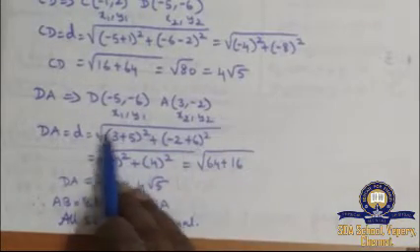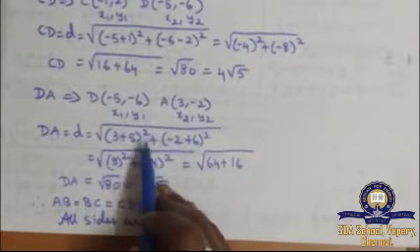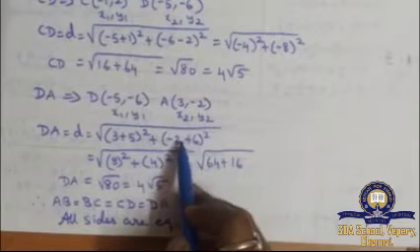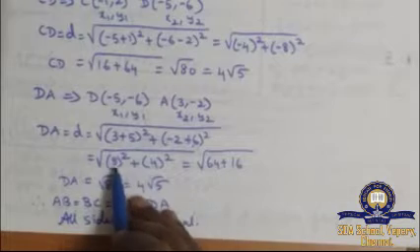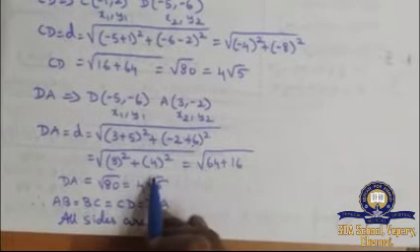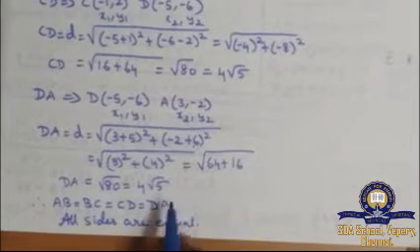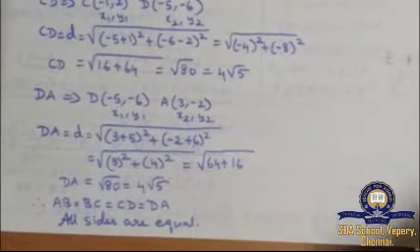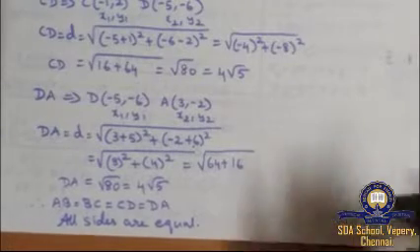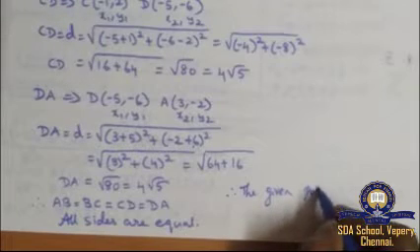So distance is equal to root of x2 is 3 minus x1 is minus 5, so plus 5 the whole square, plus y2 is minus 2 minus y1 is minus 6, so plus 6 the whole square. So 3 plus 5 is 8 square, minus 2 plus 6 is 4 square. So 64 plus 16, 80, 4 root 5. So all together AB, BC, CD and DA, all the four sides we got the same answer. So all sides are equal. Therefore the given points form a rhombus.